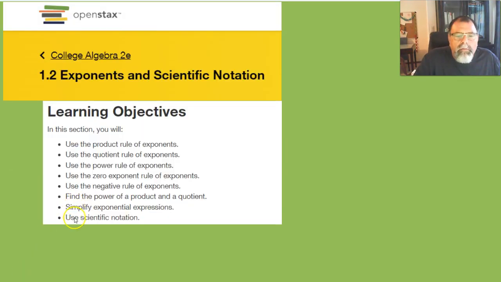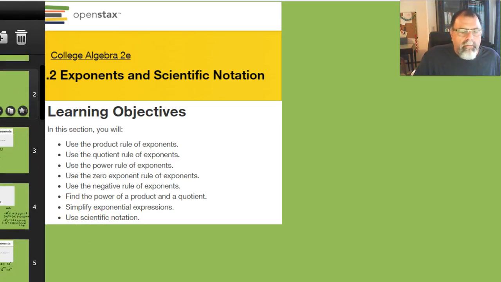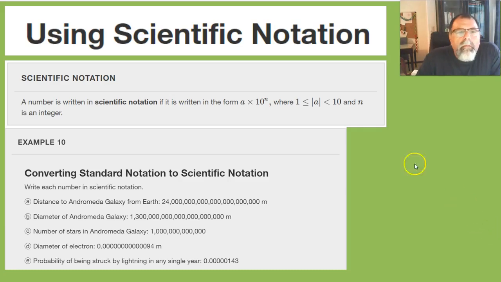Okay, moving on to the last learning objective, scientific notation. A number is written in scientific notation if it is written in the form of a times 10 to the n, where the absolute value of a is between 1 and 10. It can be equal to 1, but not 10, right? So it could be 9.9999, or it could be exactly 1. And n has to be an integer, okay?